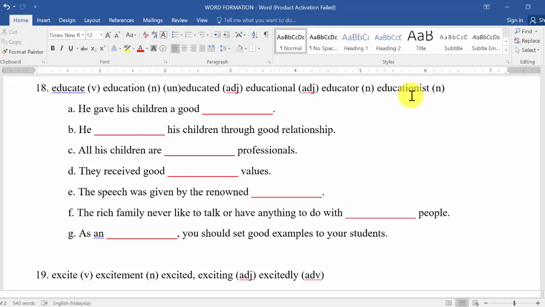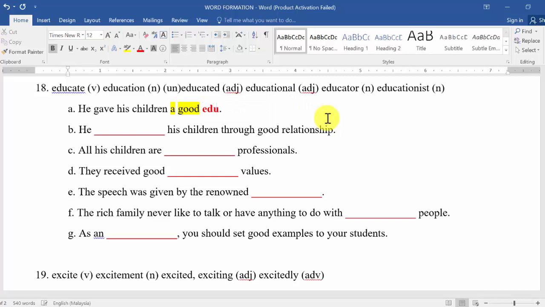Okay, let's look at the questions. A. He gave his children a good what? You have a determiner here, a, and after your determiner you have an adjective. So your answer here should be a noun. He gave his children a good education. Remember the format: determiner, adjective, noun, or determiner, noun.